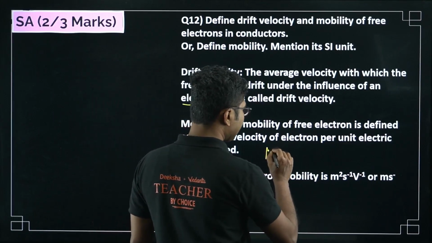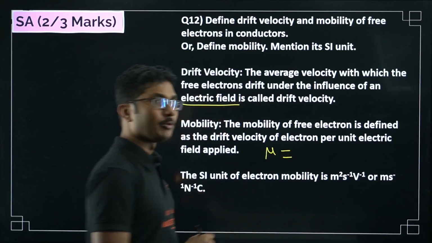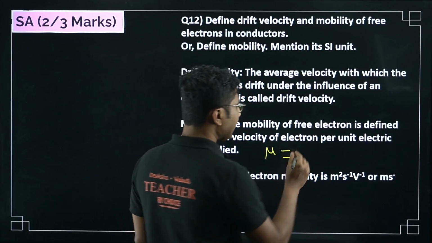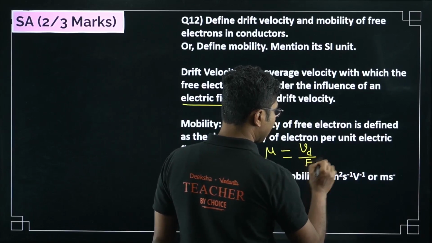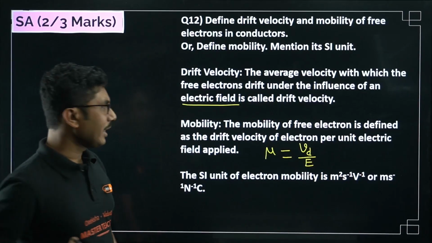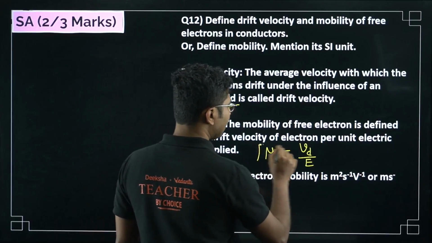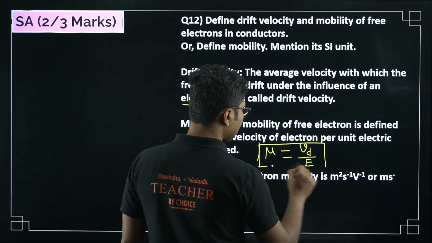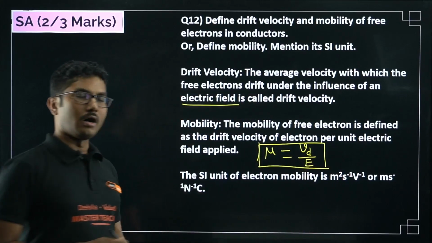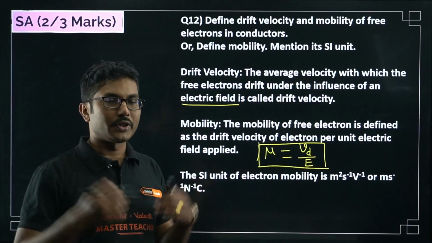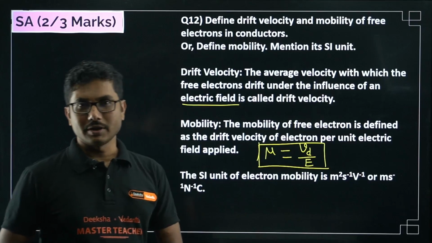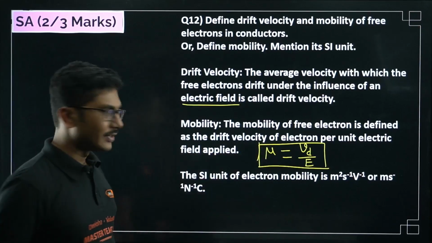So if they ask you the relationship between mobility and drift velocity, mobility is drift velocity per unit electric field, that is Vd by E. So this is the relationship. In case they change the question slightly and ask what is the relationship, then he will say, sir, you have done everything, but you have not taught us the relationship. So I am giving you that as well.